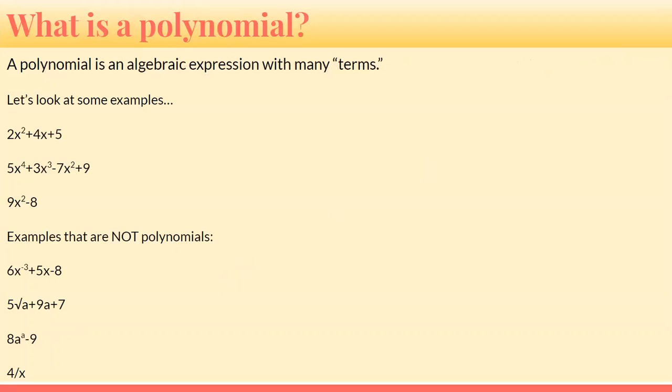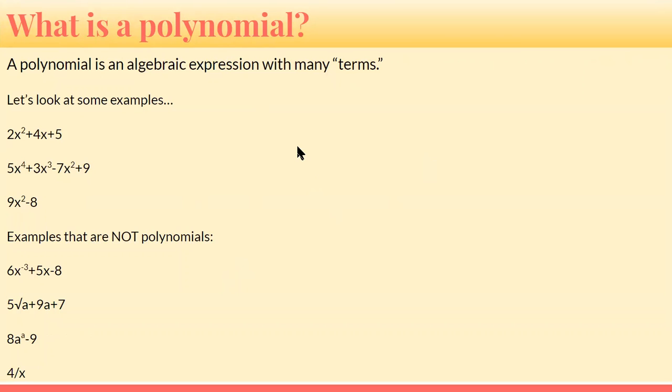Okay, so now let's look at what a polynomial actually is. So a polynomial is an algebraic expression with many terms. So we have some examples over here. So we have 2x squared plus 4x plus 5. We have 5x to the 4th plus 3x cubed minus 7x squared plus 9. And we have 9x squared minus 8. And obviously there are a lot more examples of polynomials that we can have.